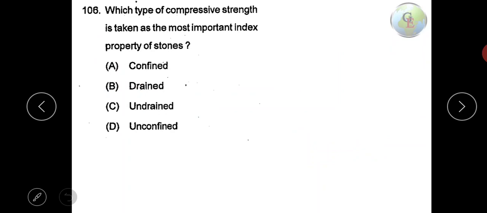Beyond the compressive strength, the rock causes failure. So compressive strength is the compression stress due to compression. And there are different types of compressive strength like unconfined, confined, drained, and undrained.